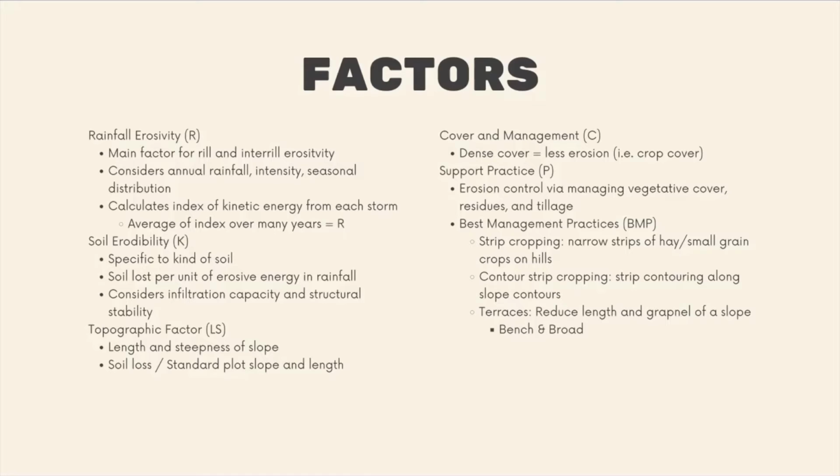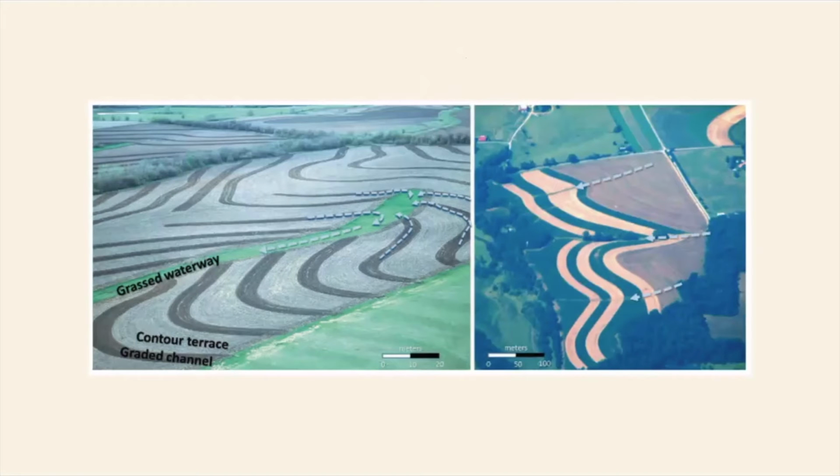After that is cover and management, and that basically means that denser cover equals less erosion. And then there are support practices, which include erosion control through managing the vegetative cover, residues, and tillage. Those last two can actually fall under the best management practices, which are some tactics that people can use to reduce soil erosion and take care of the land. Some of those tactics can include things like strip cropping, contour strip cropping, and terraces. And here's a photo example of what a terrace might look like.